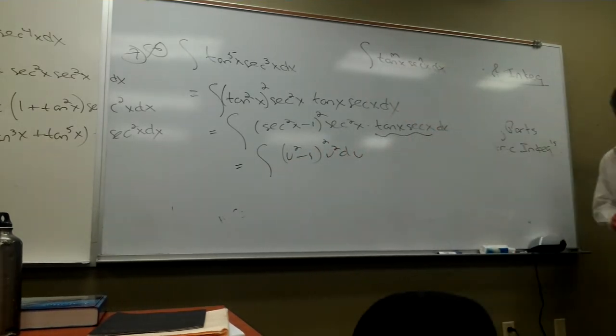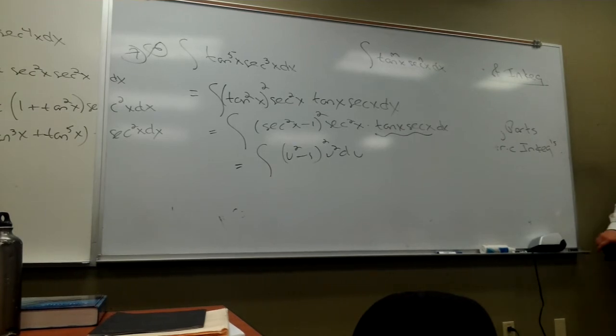It's still just a polynomial expression. I'll explode everything out, distribute the u squared in, and be done with it. Now I can anti-differentiate term by term again.